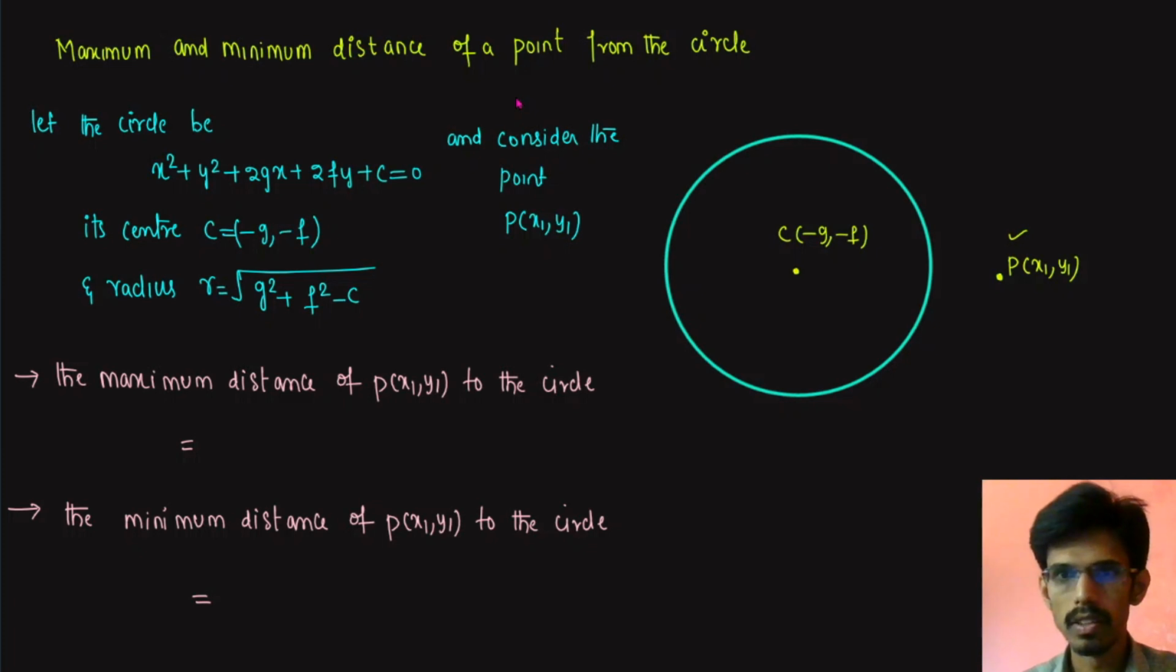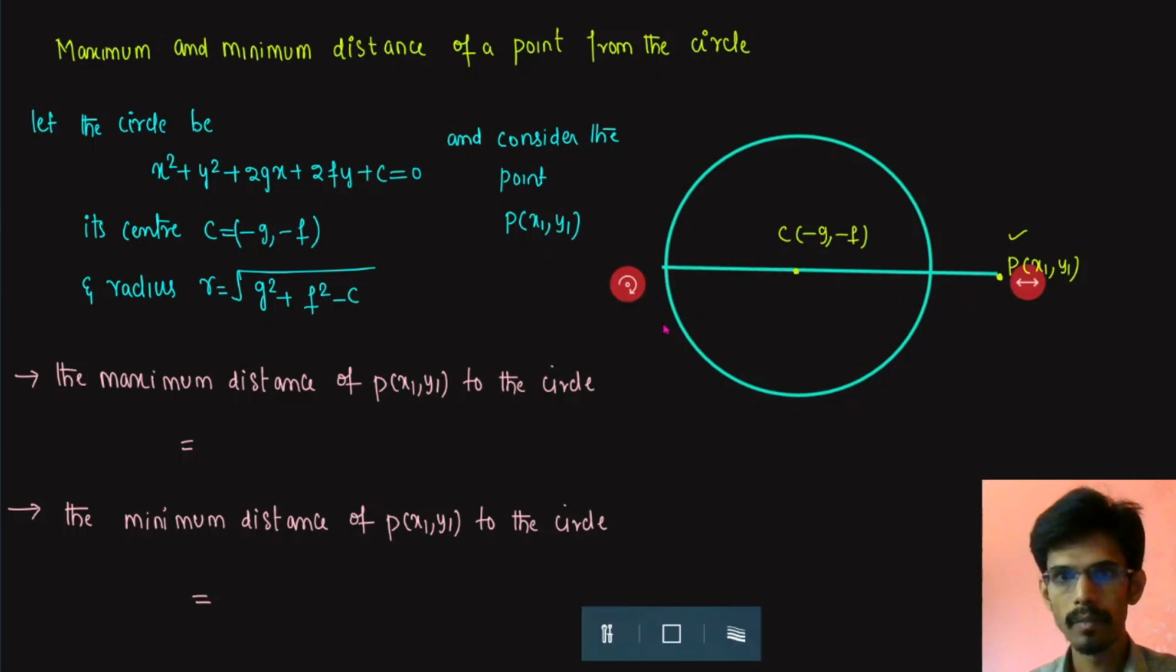So if I draw a line from this point, I'll get one line up to this periphery, and another up to this point. I want maximum distance, so I'll extend this line through center C up to the other side of the periphery, because I want maximum distance. This will be the maximum distance.